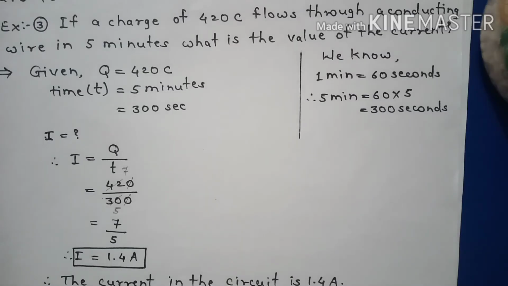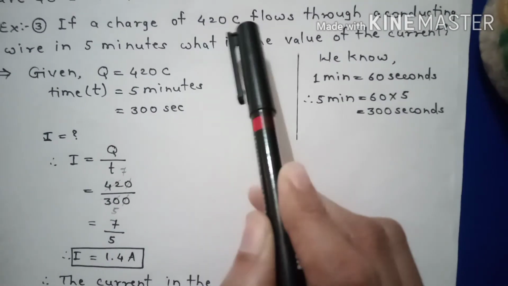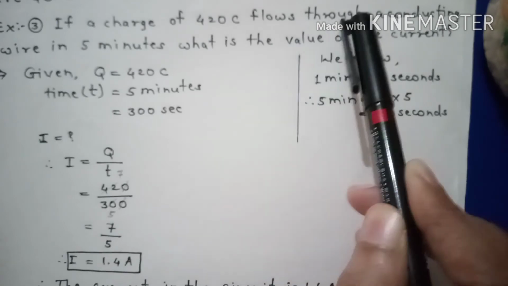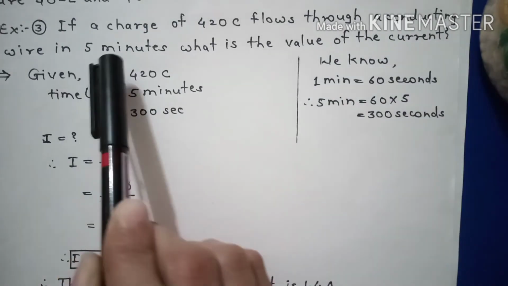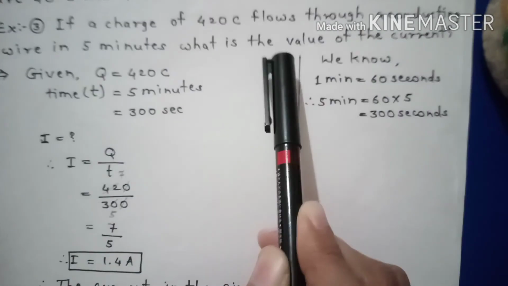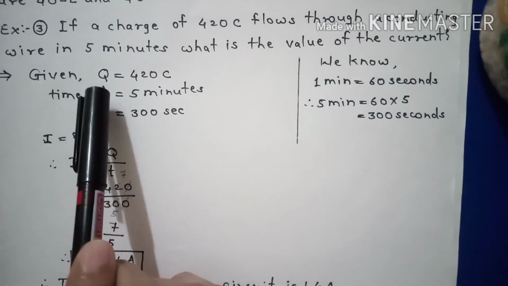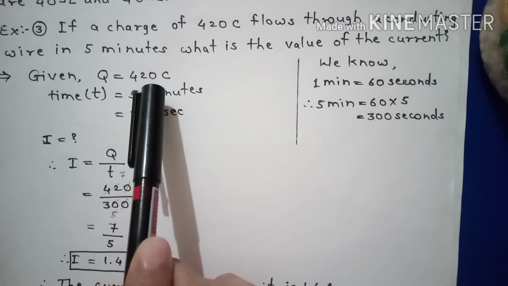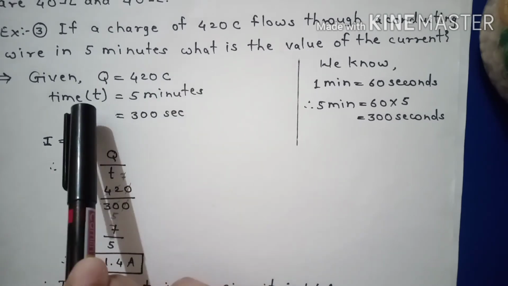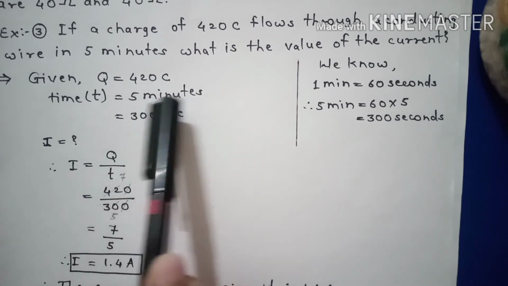Now we are going to see the third example. If a charge of 420 coulomb flows through a conducting wire in 5 minutes, what is the value of the current? Now first of all we will write the given things. Q is equal to 420 coulomb. Time t is equal to 5 minutes.